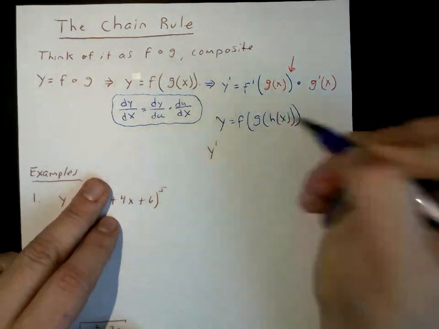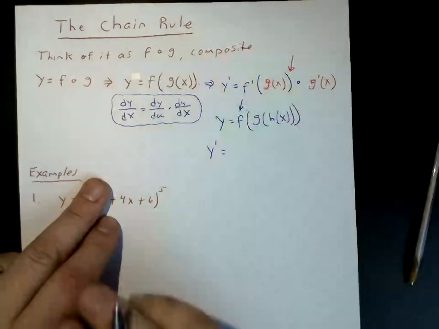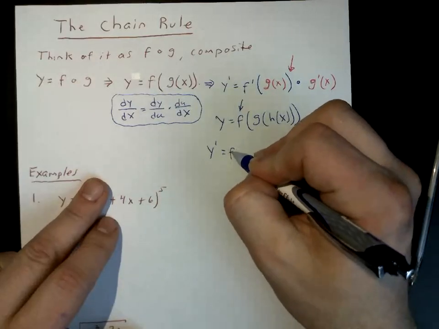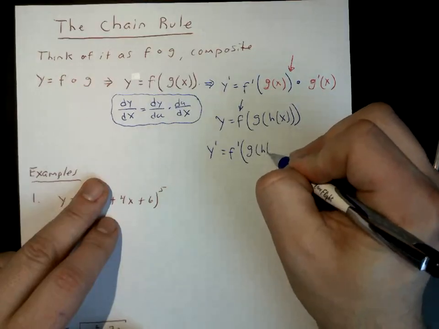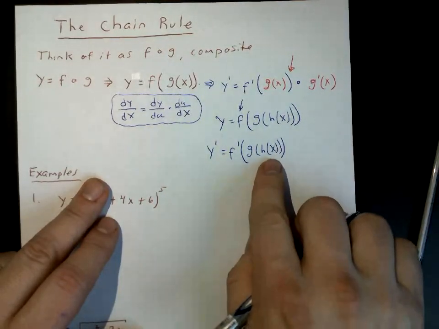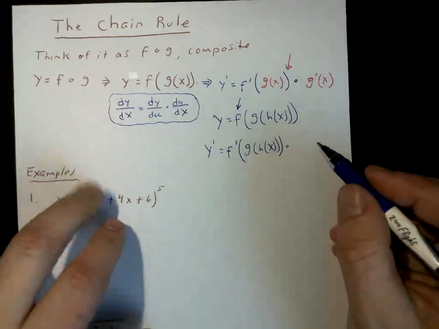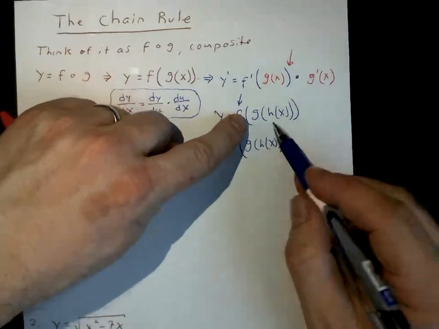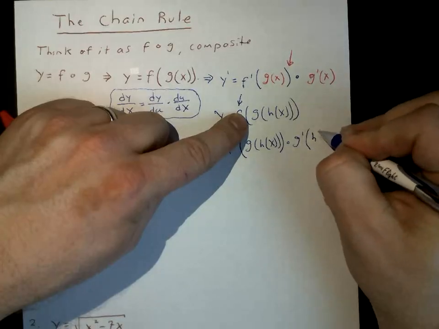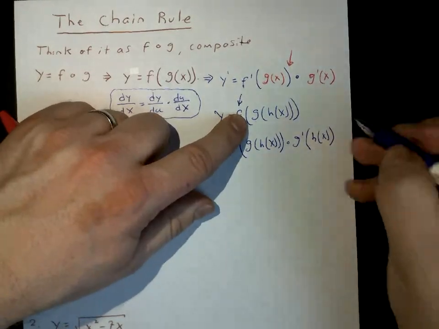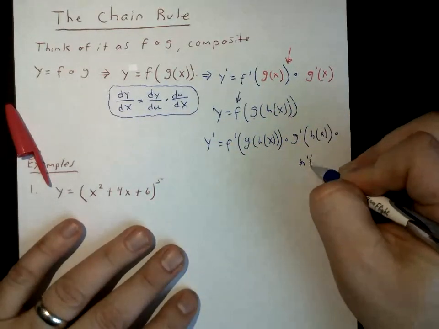So you would do y prime, which is, what's the derivative of the outside? Well, the outside function is going to be f prime. And so you're going to leave all the inside functions. I think that's enough parentheses. Then you're going to multiply by the derivative of g, so that's going to be g prime of h. And then you're going to take the derivative of the inside function, which is h prime.